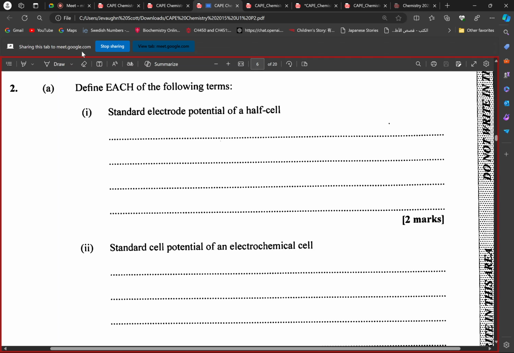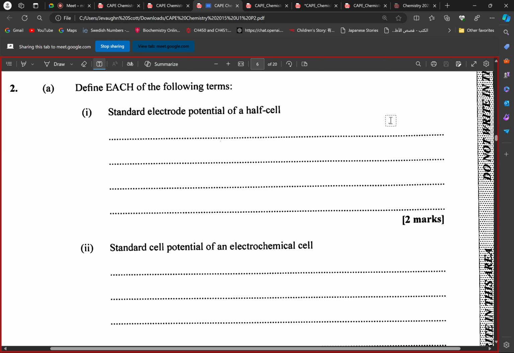So the standard electrode potential of a half cell is a method of cathode, aqueous solution, compared to a hydrogen cell under standard conditions, which is 298 Kelvin, 1 atmosphere, and, what am I missing? One more, 1 mole per dm cubed.